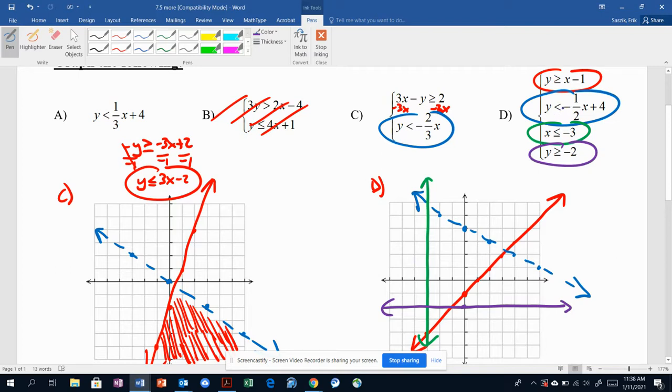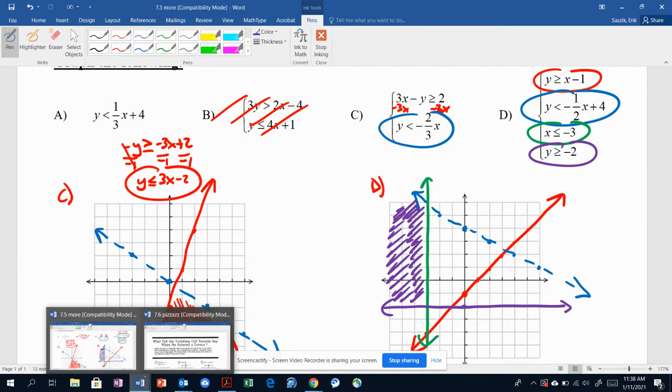But look, here it says we have to be below the blue. Well, we're naturally going to be above the red if we're above the purple in this zone. We have to be below the blue, though. So it looks like we're going to be in this zone here, okay? And it would stay below that blue. So these can be a little tricky.